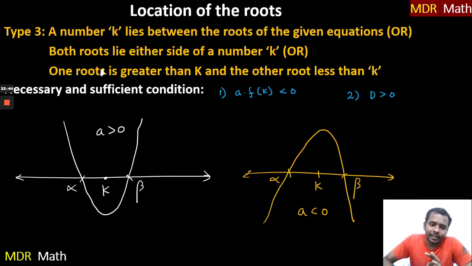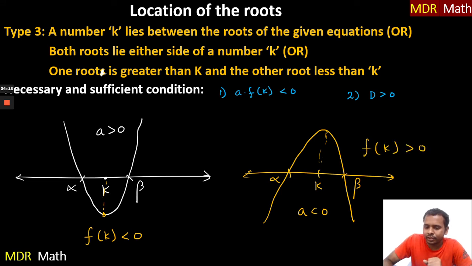What do you see here? A is greater than 0. What about f of k? Your f of k is negative. When you substitute the value of k, the y value is negative because we have f of k below the x-axis, which is nothing but negative. What about f of k in this case? In this case, f of k is positive because the value on the curve is above the x-axis.